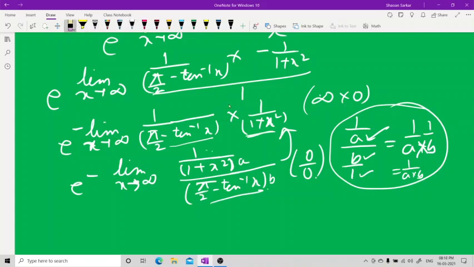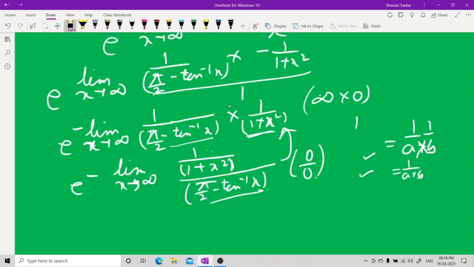Now let me rub all this, otherwise you will get confused. This a and b's and all that. Let me rub all this now.